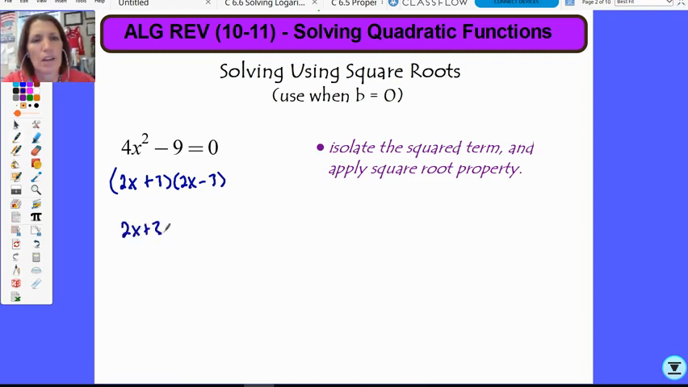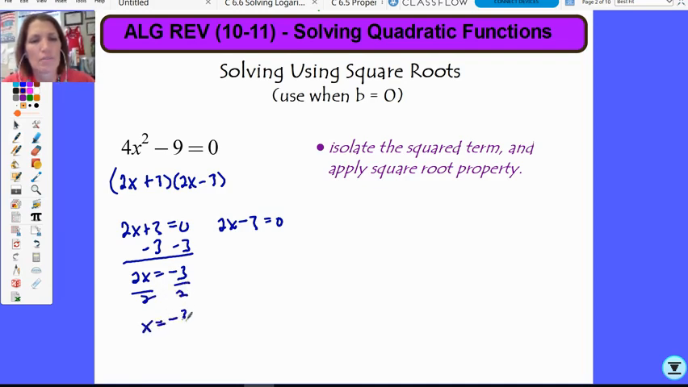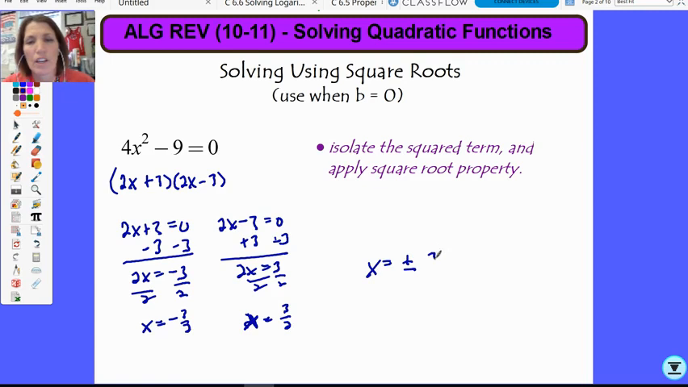We'll talk about that zero product property here in a second. 2x minus 3, and then solve for x. So you just subtract 3 from both sides. 2x equals negative 3, divide by 2. So x equals negative 3 halves. You can add 3, so notice that this time it's a positive 3, divided by 2, so, sorry, x equals positive 3 halves. So x is going to equal what we show as positive or negative 3 halves. This is kind of a sign for both positive and negative numbers there, okay?